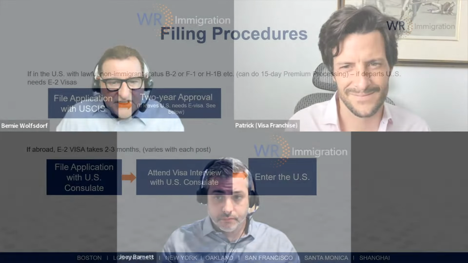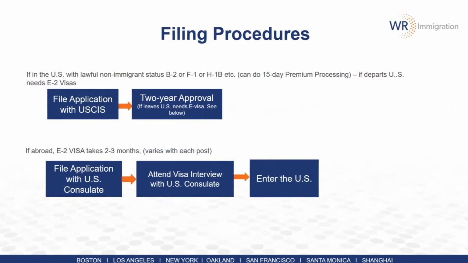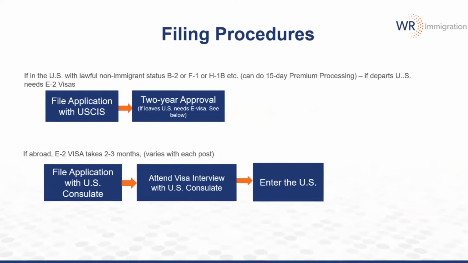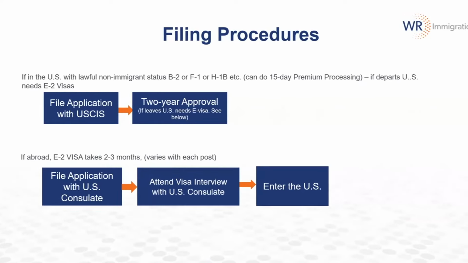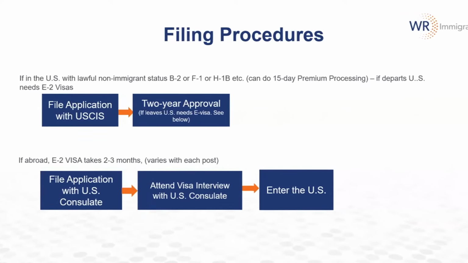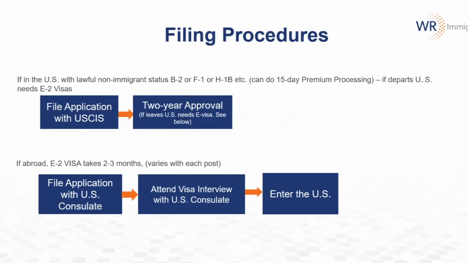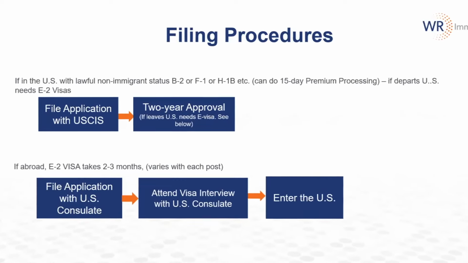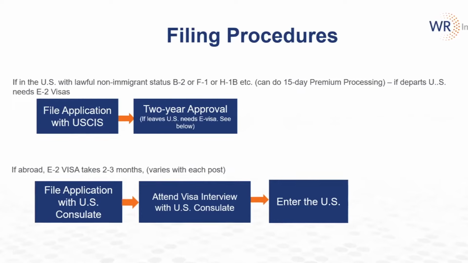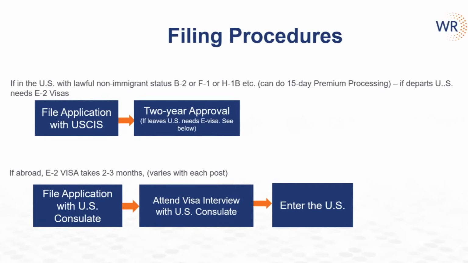So, you know, you've got to start thinking about a green card if they are getting into 16, 17, they're going to want to work in summer jobs, etc. So I mentioned this as well. You file with USCIS, you get a 2-year approval. The one that we're recommending, and that 2 to 3 months should be in parentheses because it really varies by post. The procedure we prefer: file with the consulate or embassy, attend a visa interview, and then you can enter the US and you'll get your 2-year stay.